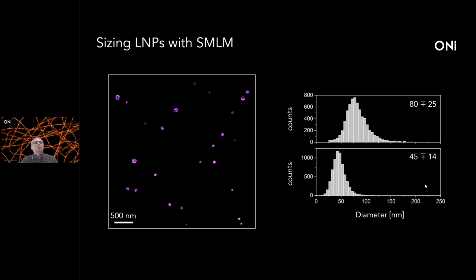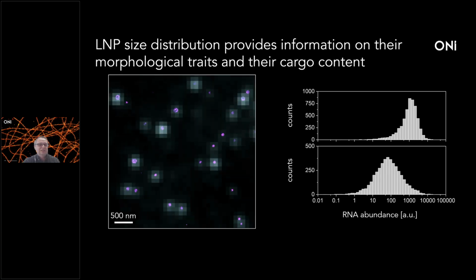But what I really want you to point out is that if you use conventional microscopy techniques, such as confocal microscopy, you will not be able to distinguish the difference between these two populations because the diffraction limit is here at 200 nanometers. As I already showed you, this technology in one step can not only give you information about the sizing, but we can also give information about the cargo positivity. And this is what I'm showing you here.